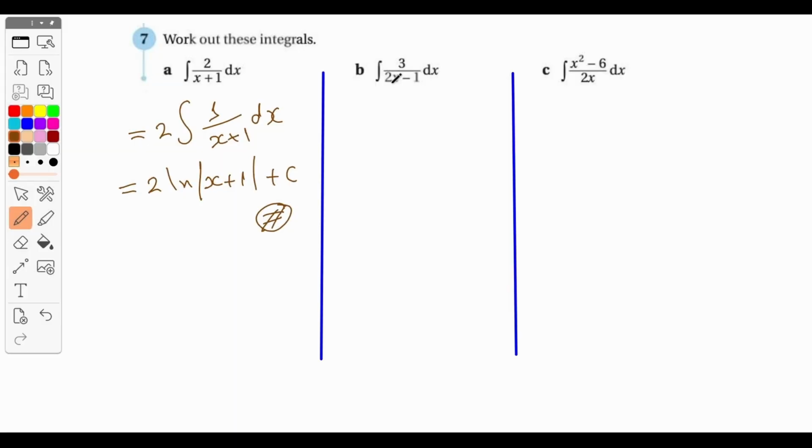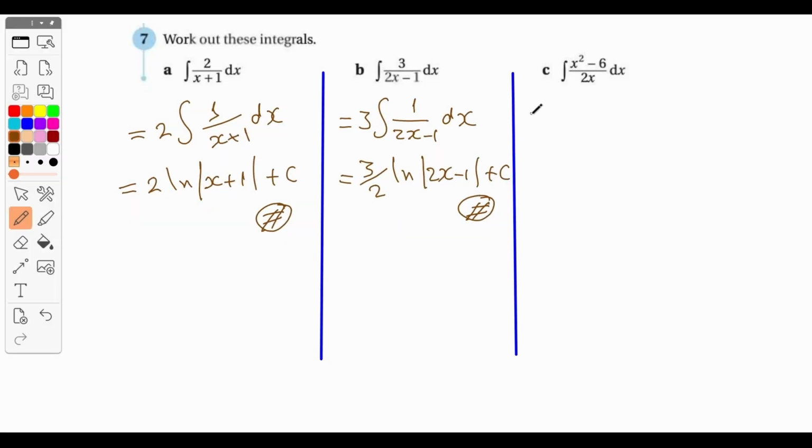Here we have the same thing, but we have 3 in the top, so you can keep the 3 outside. 1 over 2x minus 1 dx. So keep 3. So this 3 should be divided by what? Ax, divided by 2. Ln of the function 2x minus 1, then plus c.